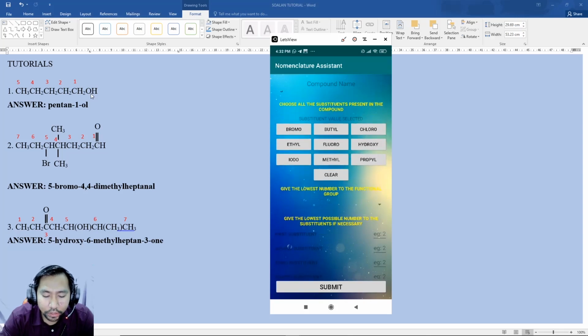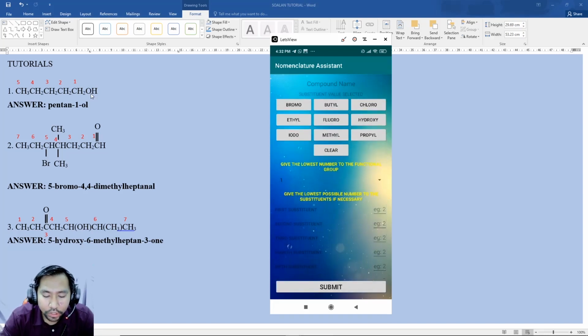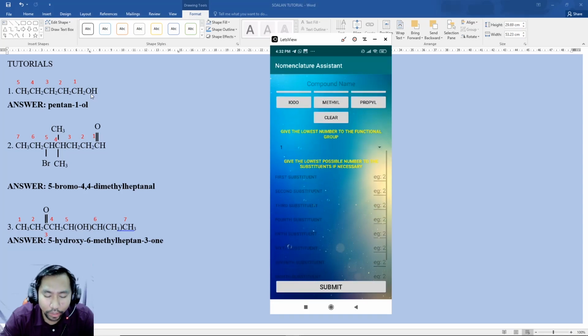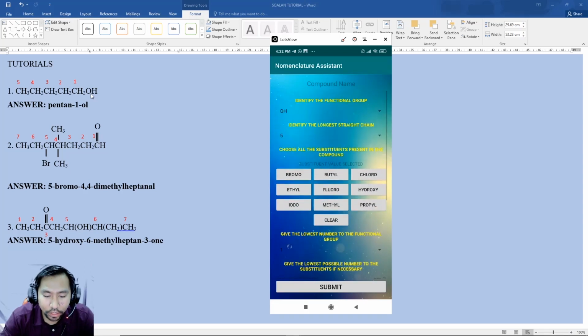So we can skip. Next, give the lowest number to the functional group. We need to give the lowest number at carbon number 1, so we choose carbon number 1. Then give possible numbers to the substituent. No need, because we don't have any substituent on compound number 1. We just click submit. Pentan-1-ol. The answer is the same as what we answered earlier. Next we try to answer question number 2.